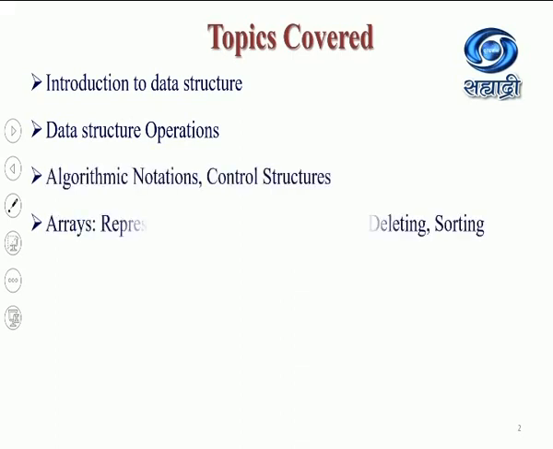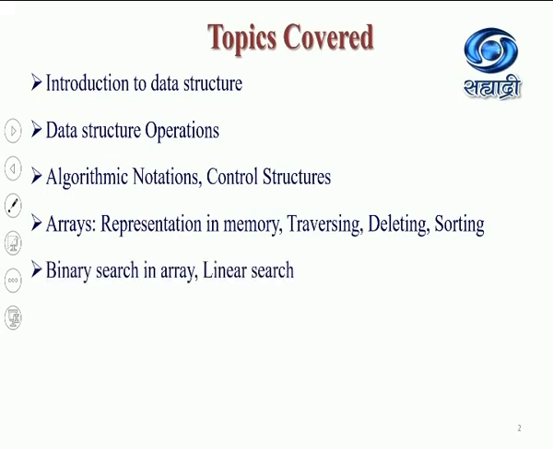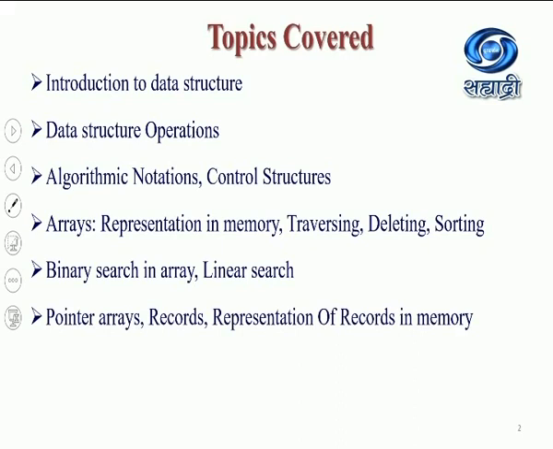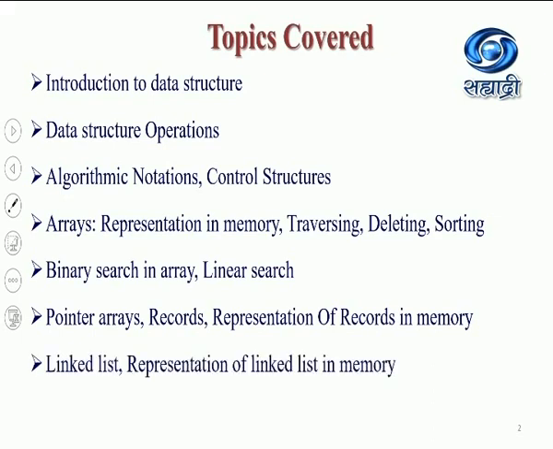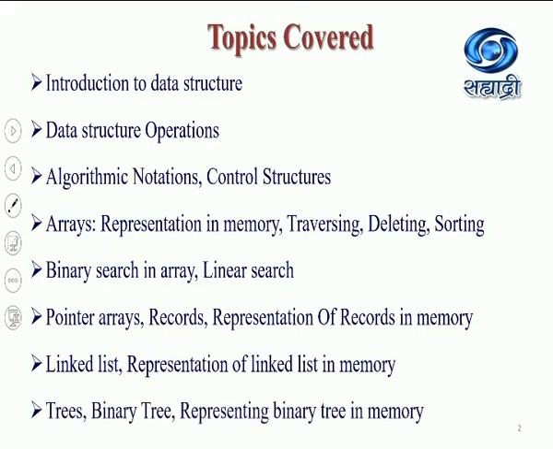and control structures, array representation in memory, then various operations on the data structure like traversing, deleting, sorting, binary search, linear search. Then the next data structures are pointer arrays, records, representation of records in memory, linked list, representation of linked list in memory, tree, binary tree, representing binary tree in memory.